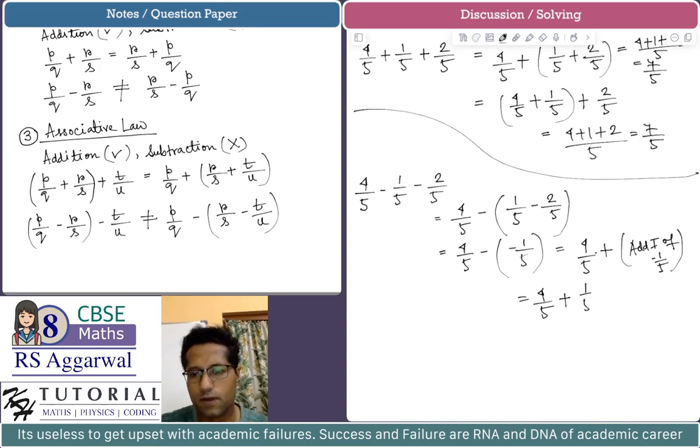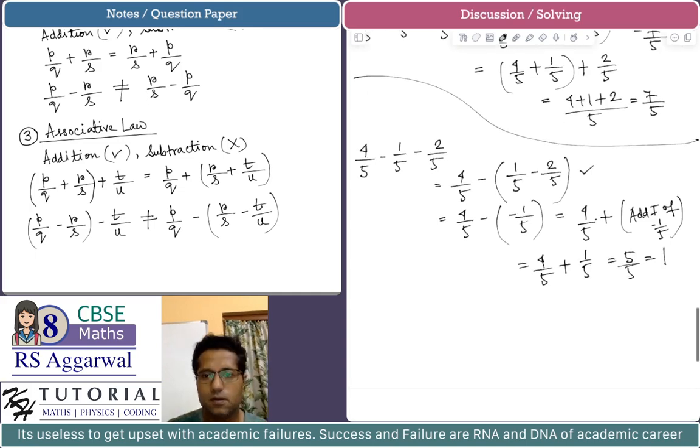So this is 1 by 5, this is 5 by 5, which is equal to 1. So the value becomes 1 if we do this association. That is, we first subtract the second and third rational numbers, and then from the result we subtract from the first rational number.